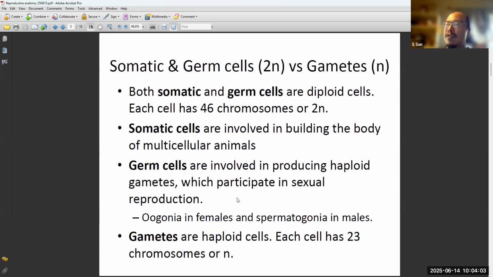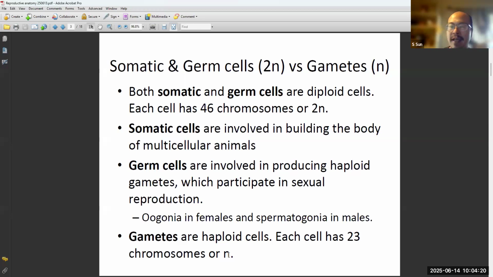So just to give you the idea of the difference between gametes and somatic cells. So gametes right here only have 23 chromosomes.